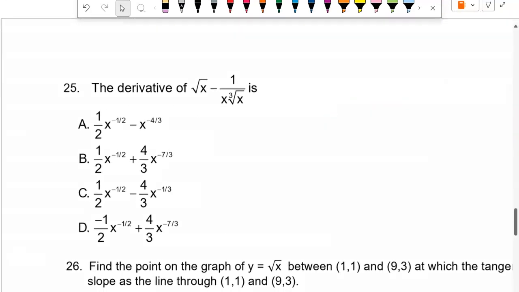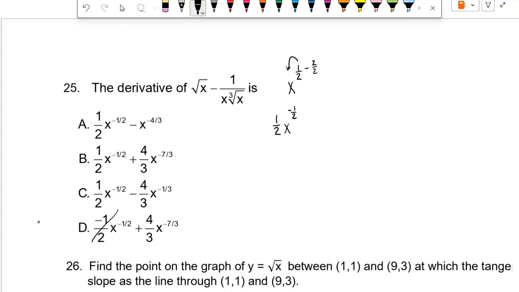Number 25, taking the derivative of the square root of x minus 1 over x cube root x. From here, I'm going to change this off to the side. So it's going to be x to the power of 1/2. You cannot take the derivative unless it's in some sort of exponent, so make sure you're converting the square root of x into x to the power of 1/2. I can quickly multiply this to the front, take the derivative right away, and subtract 2 over 2 instead of minus 1. So we've got negative 1/2. From here, it looks like we are able to at least eliminate letter D.